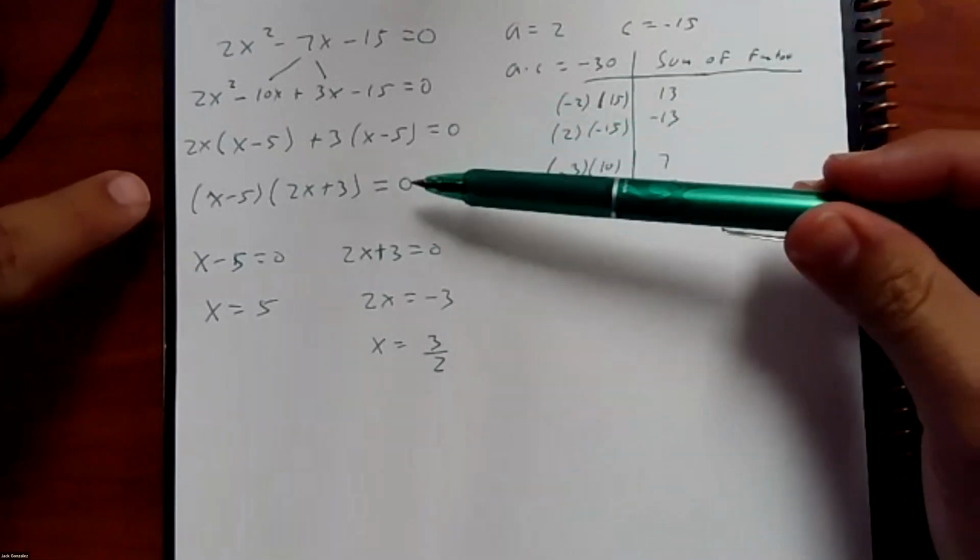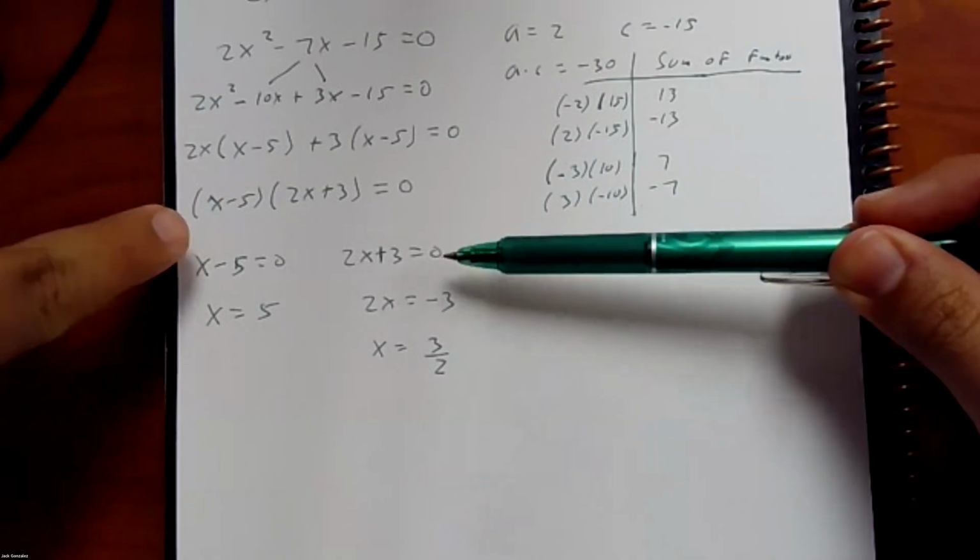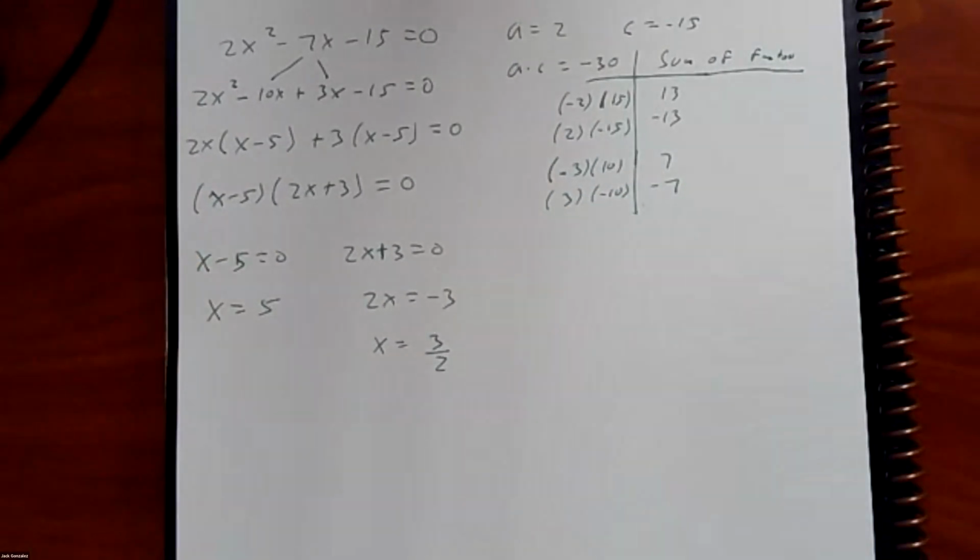And the zero factor property is setting each piece. Once it's factored, you set them to 0. Solve for x. Would it be negative 3 over 2?